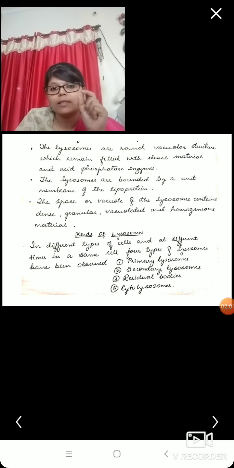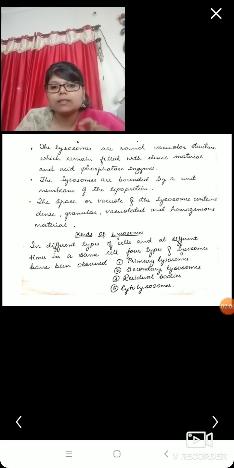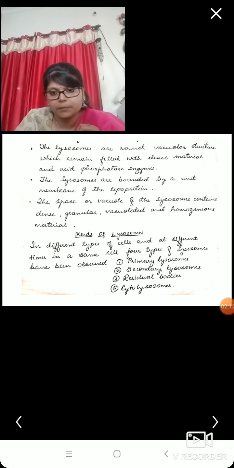The lysosomes are round vesicular structures which remain filled with dense material and acid phosphatase enzymes, that you already know. The lysosomes are bounded by a unit membrane of lipoprotein. The space or vacuole of the lysosomes contains dense granules, vacuolated and homogeneous materials. These in turn help them in intracellular digestion.